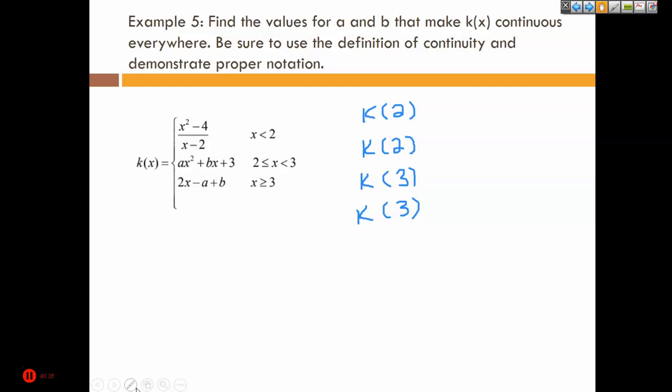So k of 2 plugged in here gives 2 squared minus 4 over 2 minus 2, and I get 0 over 0. So I can't find k of 2 outright. So I'm going to look at the limit as x approaches 2, knowing I can factor my top and bottom.